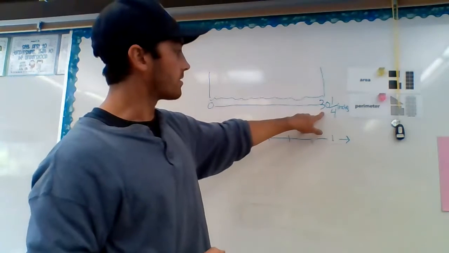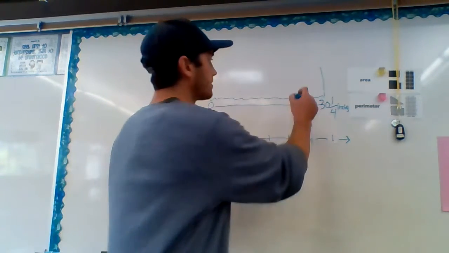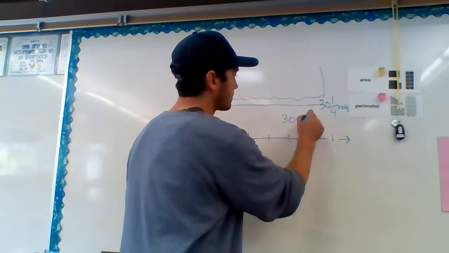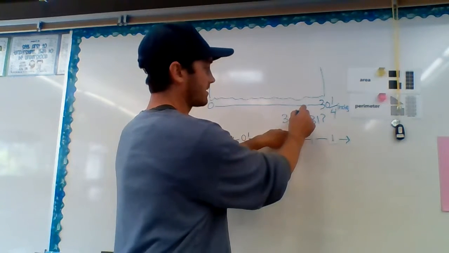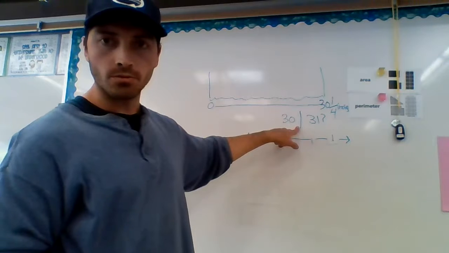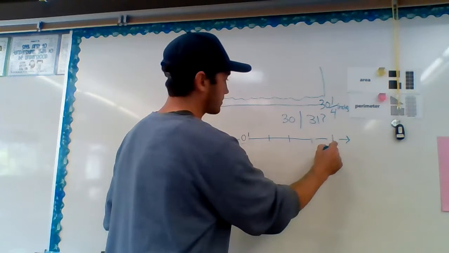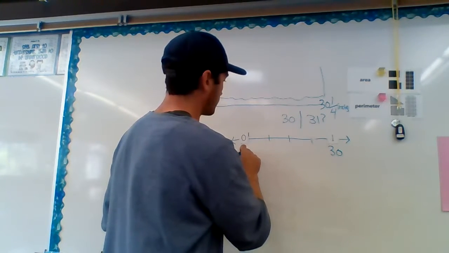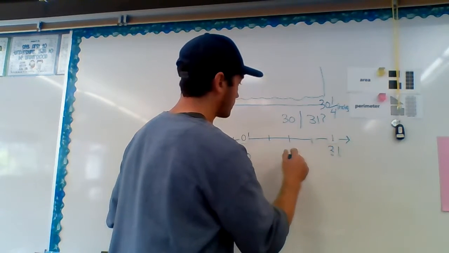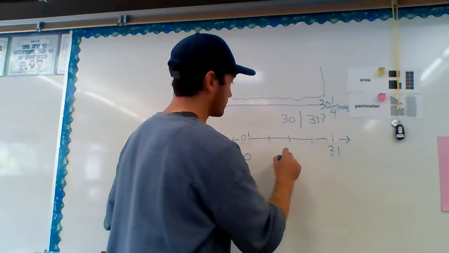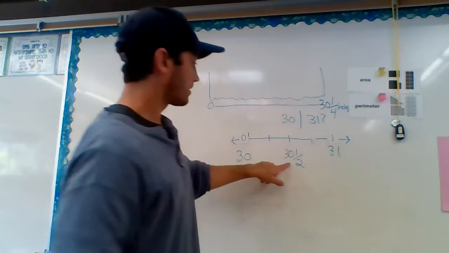Now if we didn't know the exact number and we were kind of in between 30 or 31, we're kind of sitting here not knowing, and we kind of just guess in the middle, we'd be at 30 and a half.